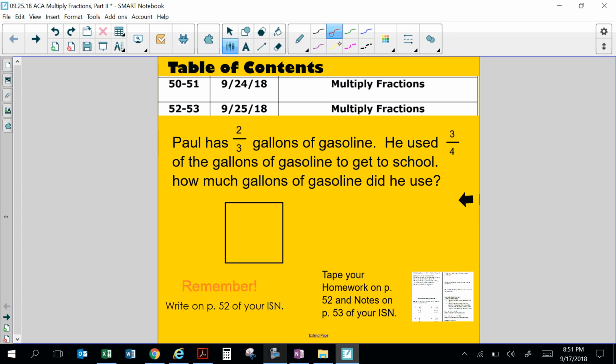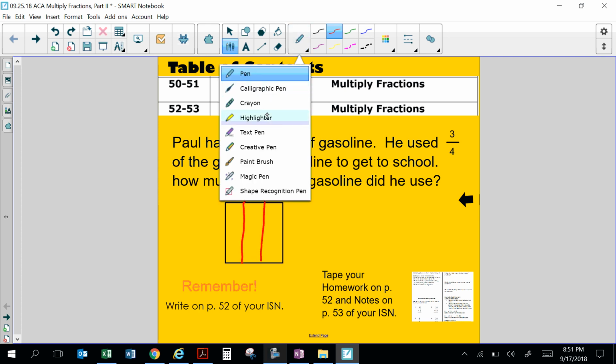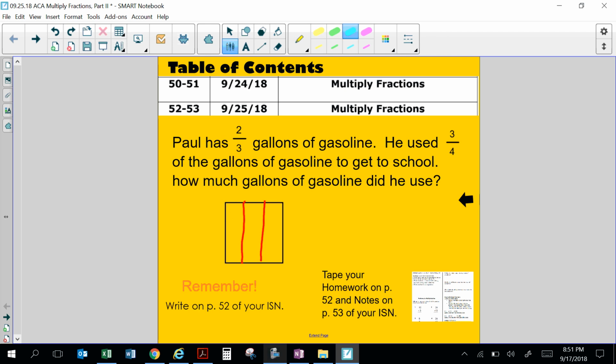Well, let's show you what that means. He has 2/3 gallons of gasoline. I'm going to highlight that to show you a little better. This is how many gallons of gasoline he has. He used 3/4 of this gasoline to get to school. Did he use the whole thing? No, he only used 3/4.